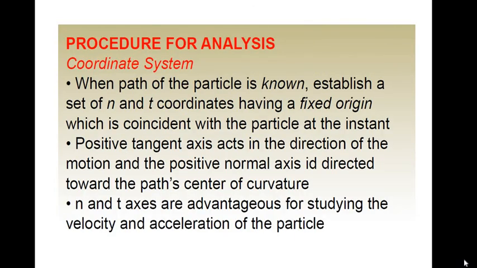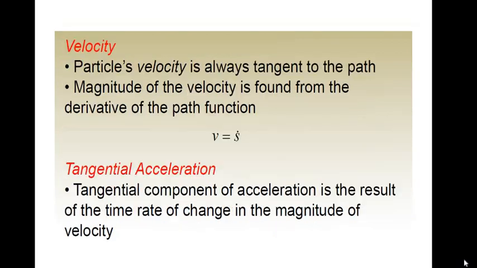Procedure for analysis: when the path of a particle is known, establish a set of n and t coordinates having a fixed origin which coincides with the particle at an instant. The positive tangent axis acts in the direction of the motion, and the positive normal axis is directed towards the path's center of curvature. n and t axes are advantageous for studying the velocity and acceleration of a particle. Velocity: the particle's velocity is always tangent to the path.